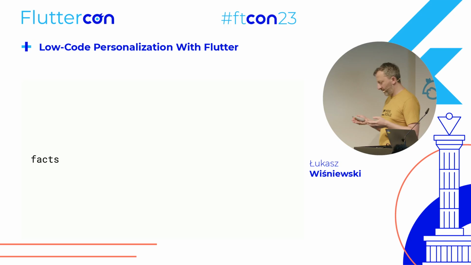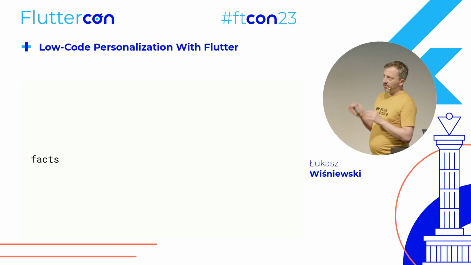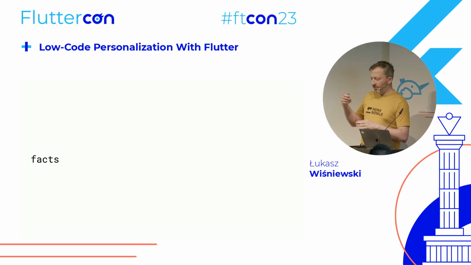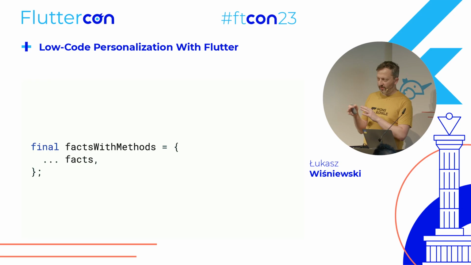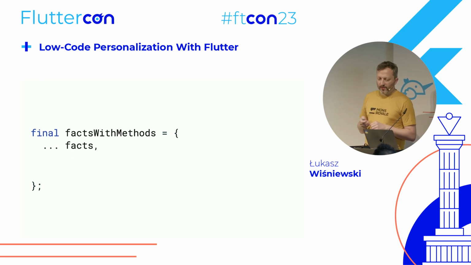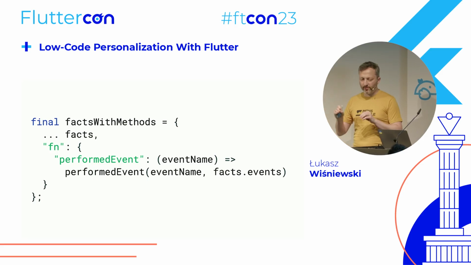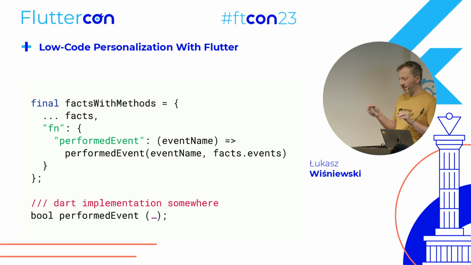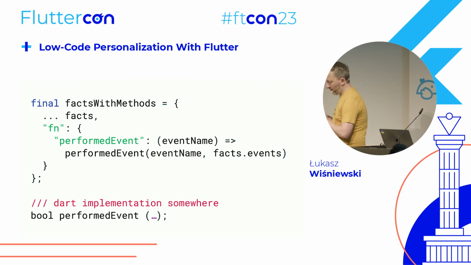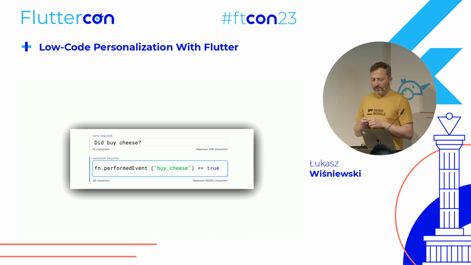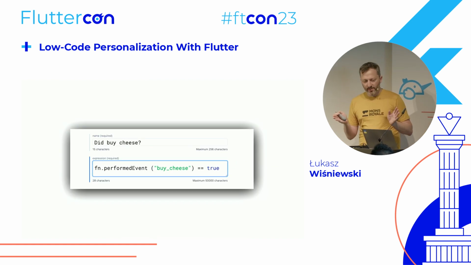And as I said, the expressions package is rather stupid by default, but you can instrument it to make it work. So you wrap your existing facts with methods, and you add an extra identifier that lets you call your custom implementation written in Dart. And then finally, you can use this method in your CMS. And that's pretty much it.